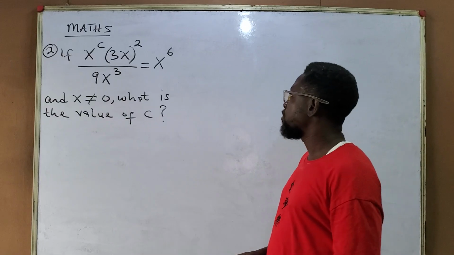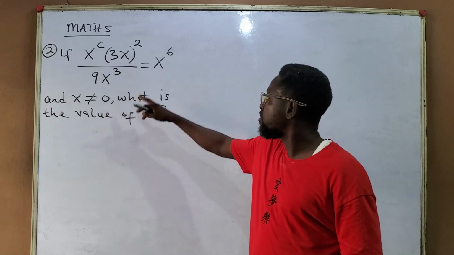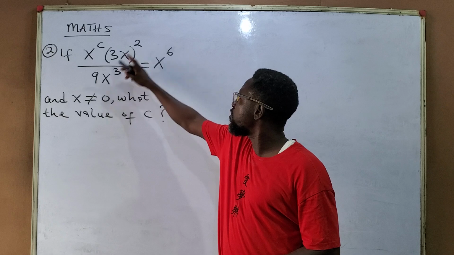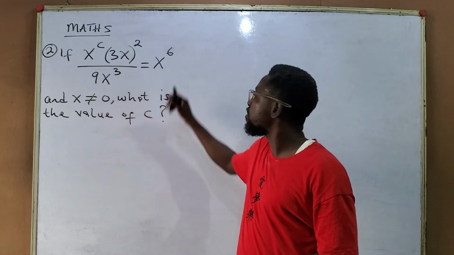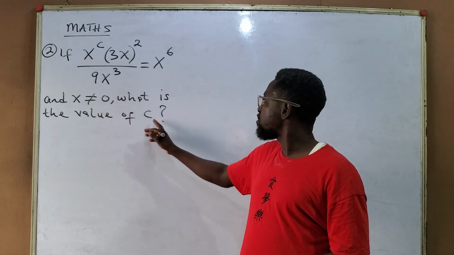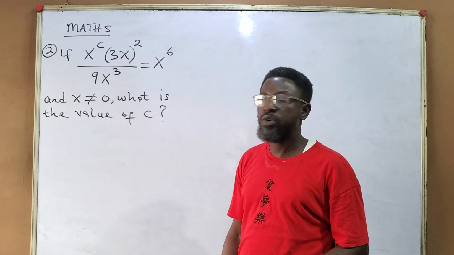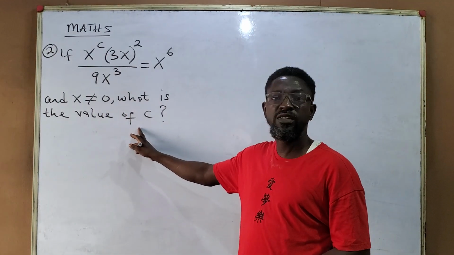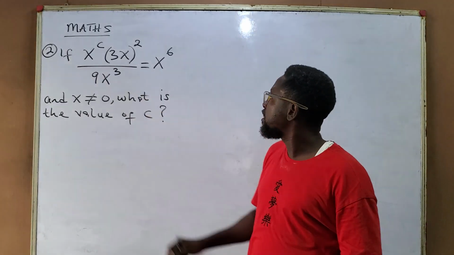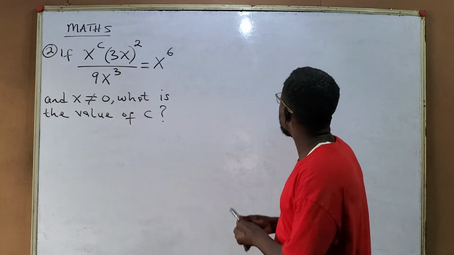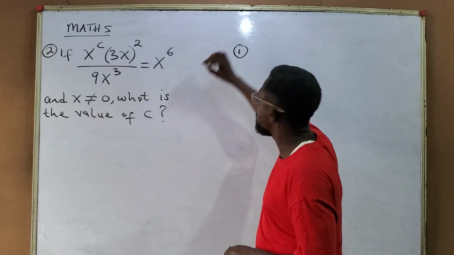Now, one of the questions I posted is what you are seeing on the board right now: s to the power c times (3x to the power 2 over 9x cubed) equals s to the power 6. I have to find the value of c. Actually, there are two questions. I'll solve the other one immediately after this one. But before I look at this, let's take a look at this question.